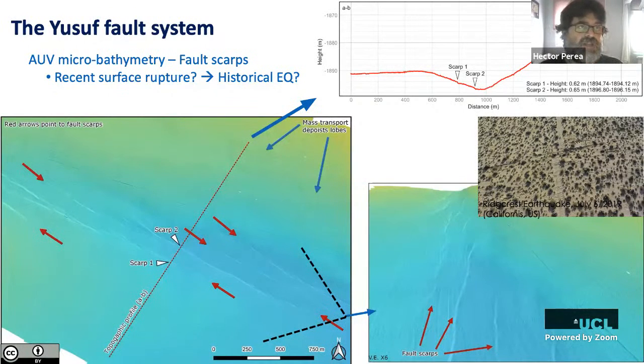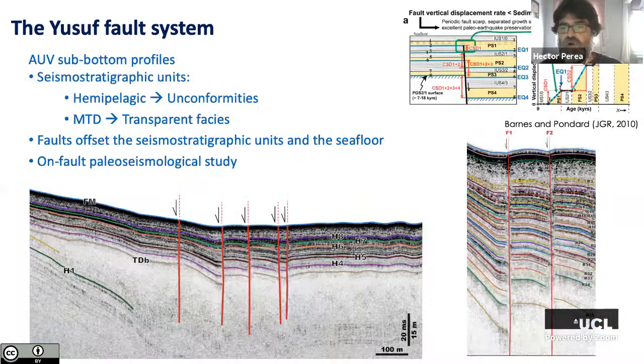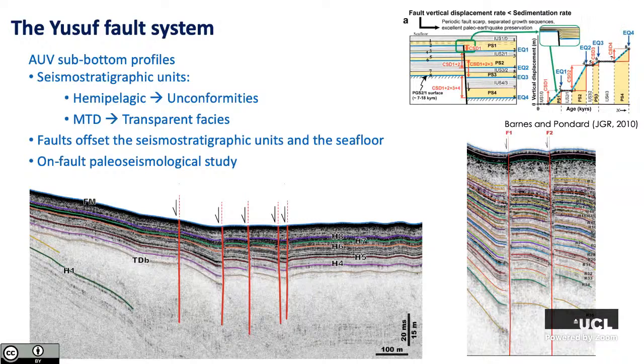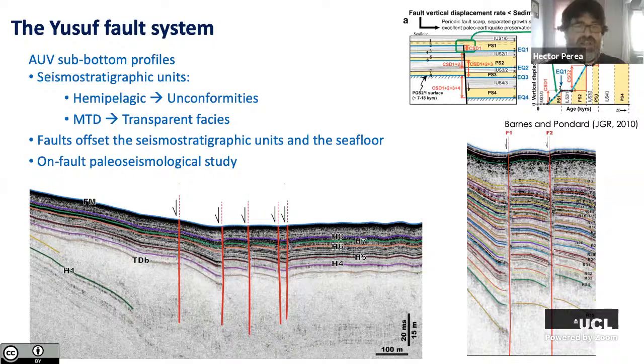Next, please. Okay, using the high resolution seismic profiles, we carried out a paleoseismological study in the area following the Barnes and Ponder approach. And this was done in one of the northern scarps that we have seen just before. Hector, sorry, you have 1 minute. Yeah, okay, I'm close to finishing. Next one, please.